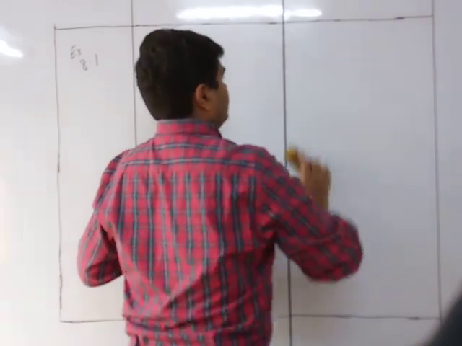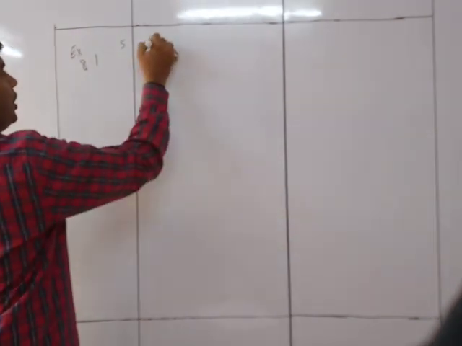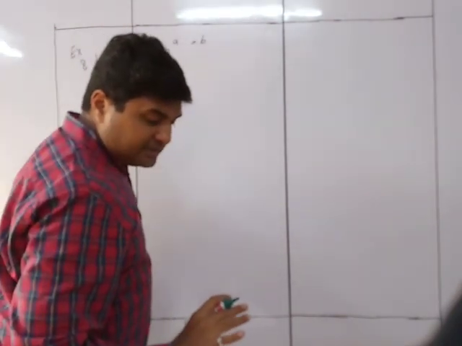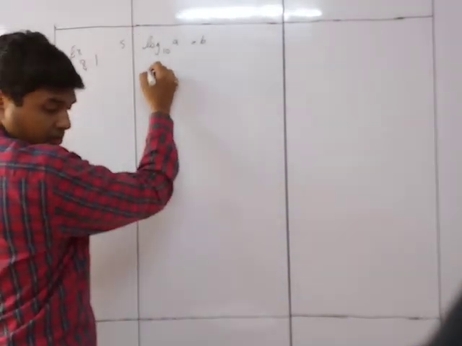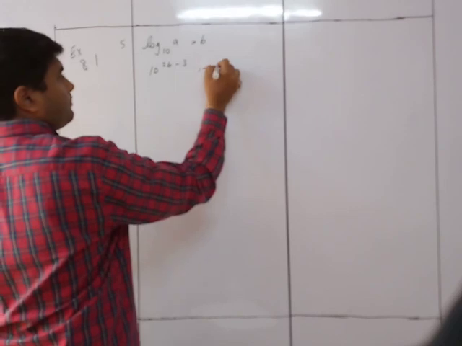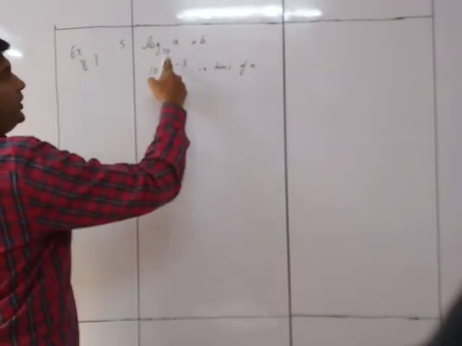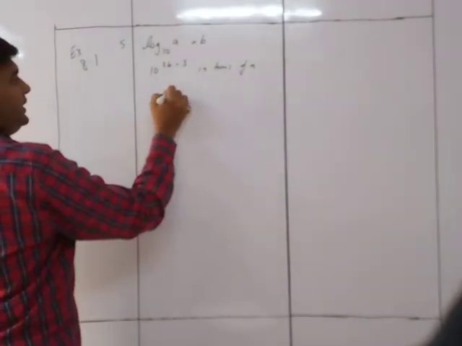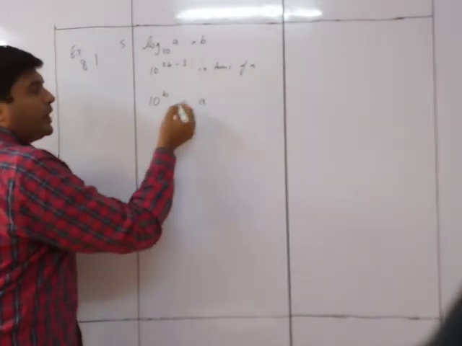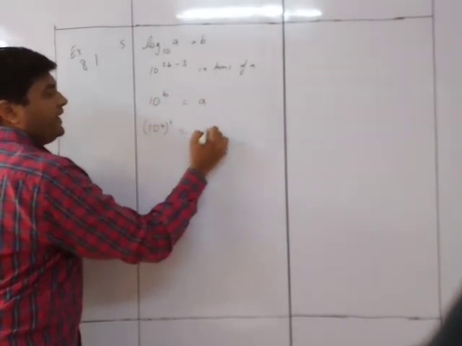Sum number 5, we go here. The fifth sum is, given that log of a to the base 10 is equal to b, you have to express 10 raised to 2b minus 3 in terms of a. You have to express this in terms of a. So here we know that 10 raised to b is equal to a. So what will be the square of this? So 10 raised to b, the whole square, will be equal to a square.